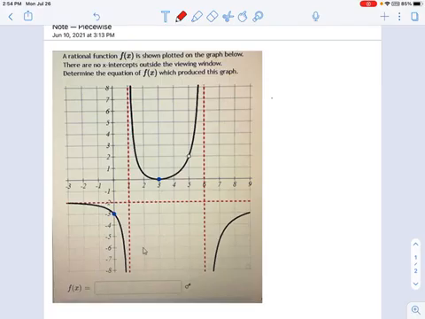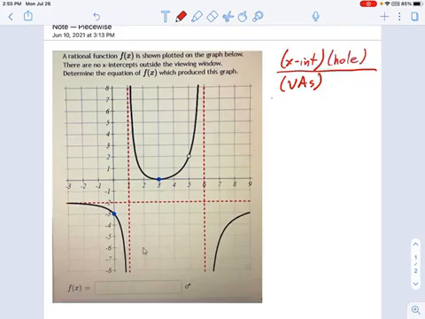Now, when I make a rational function to match a graph, remember where the pieces of the rational function come from. I have vertical asymptotes on bottom, but they don't go on top. I have x-intercepts on top, but they don't go on the bottom. And if there's a hole in the function, that has to be on both the top and bottom. Okay, so let's identify portions of this graph and put them in the appropriate places.